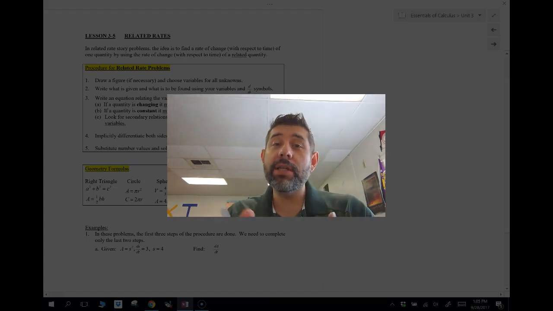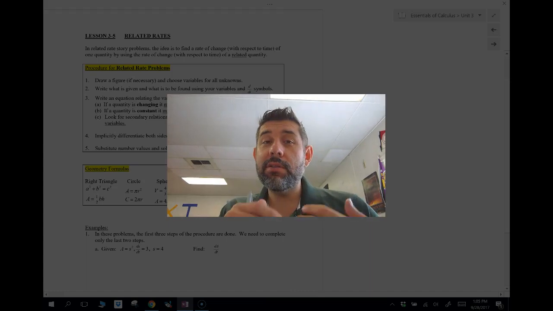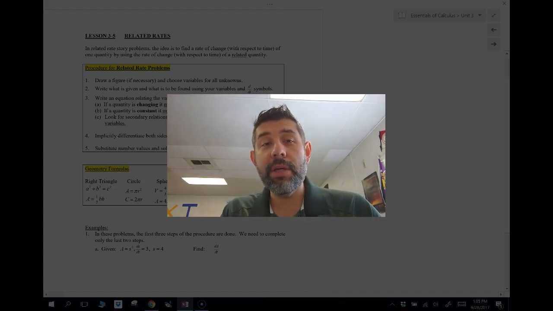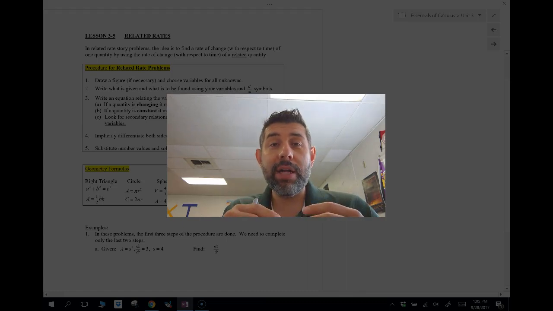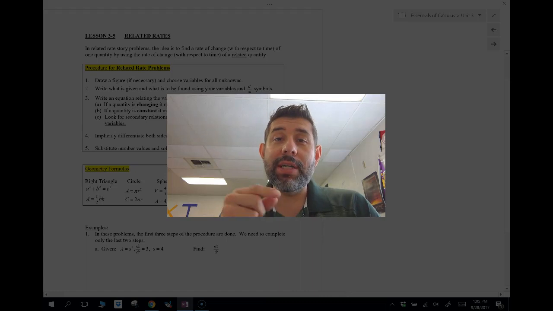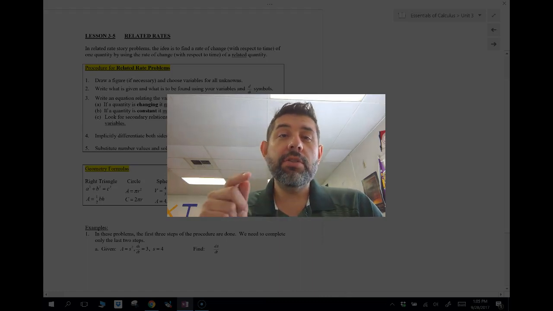So here we go, related rates. I guess this is our second really context-type problem that we're doing in Calculus AB. We're going to look at how rates change, and we're going to use our previous lesson, which was on implicit differentiation, to do related rates.